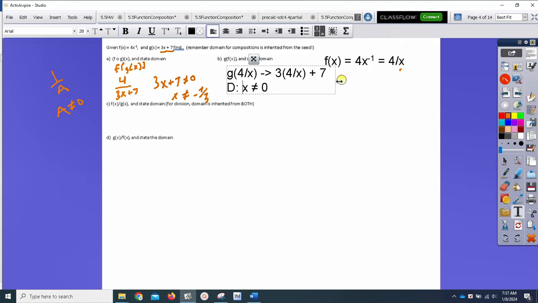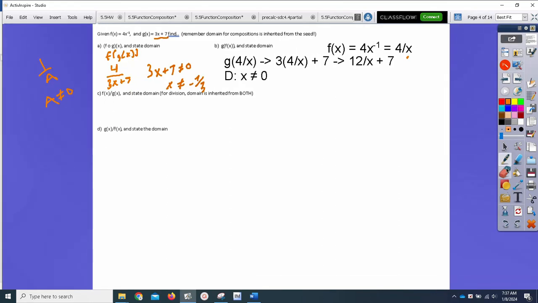And then I'm just going to clean up 3 times 4 over x. It's going to be 12 over x. Add 7. That's all there is to that one. Example C is f of x over g of x. So we're going to take, and this one I have to write out because it has to be cleaned up quite a bit. It's going to be 4 over x divided by 3x plus 7.